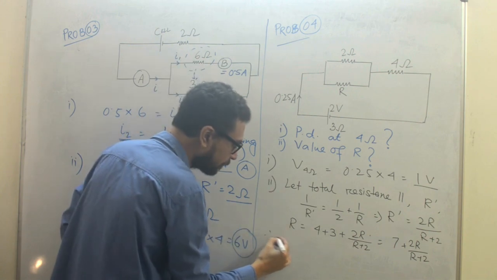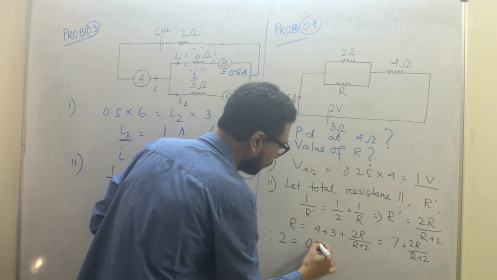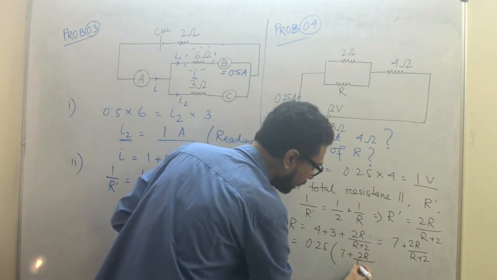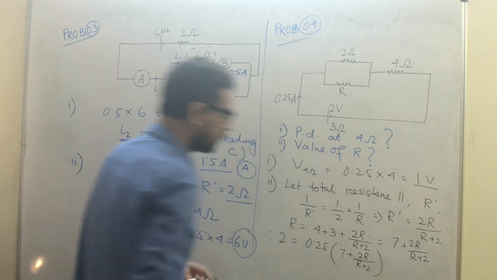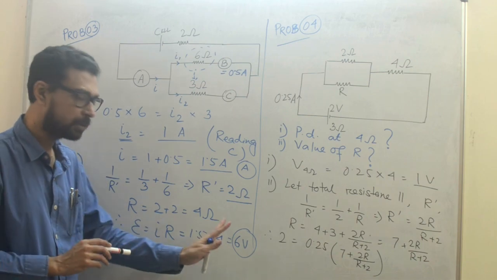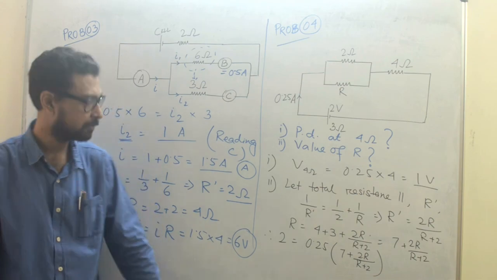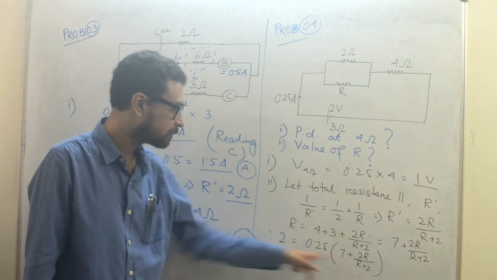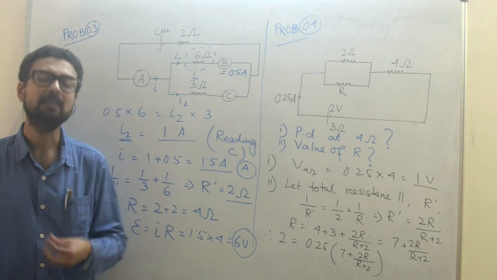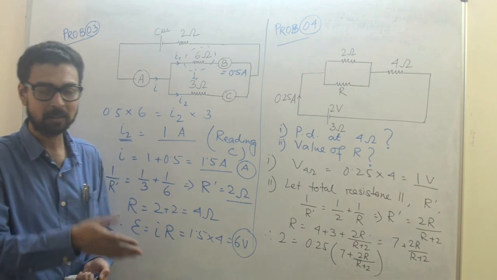So I can say 2 equals 0.25 into 7 plus 2R by R plus 2. You can easily solve this. I don't think it will be a big trouble. I am not going to solve this anymore, because you have to just calculate the value of R from this. You can divide it, you can subtract 7, and then you can cross multiply and find the value of R. It's a single variable equation. I don't think it will be a problem for you in class 10.